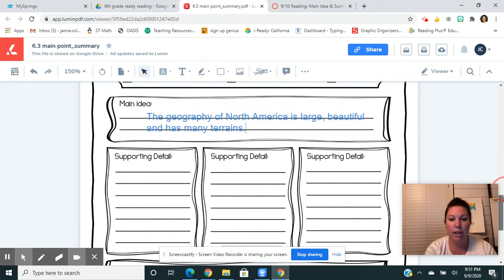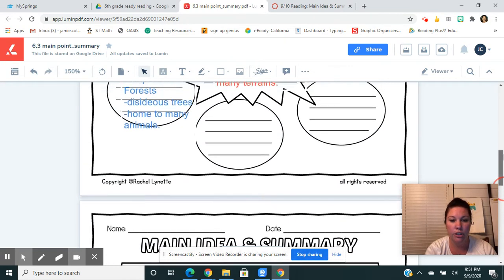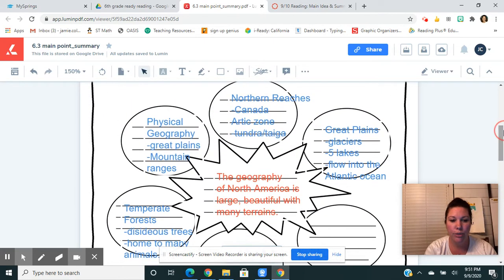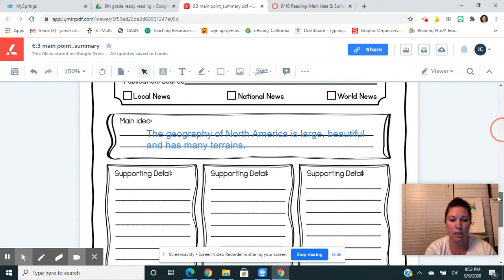Okay, so now I'm going to choose three to do. So which ones do I want to do? You get to choose your three. They don't have to be the same three as mine, but I'm going to do this to show you as an example. I think I'm going to do the physical geography and the Great Plains.